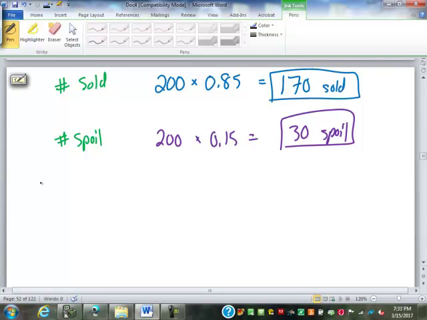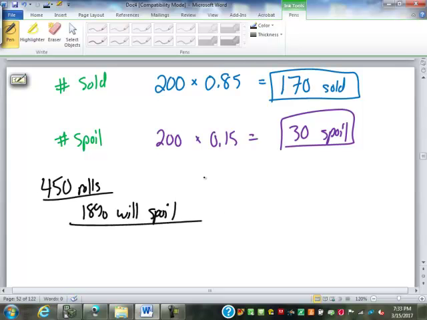So out of a batch of 450 rolls, 18% will spoil. Find for me the number sold and the number that spoiled.